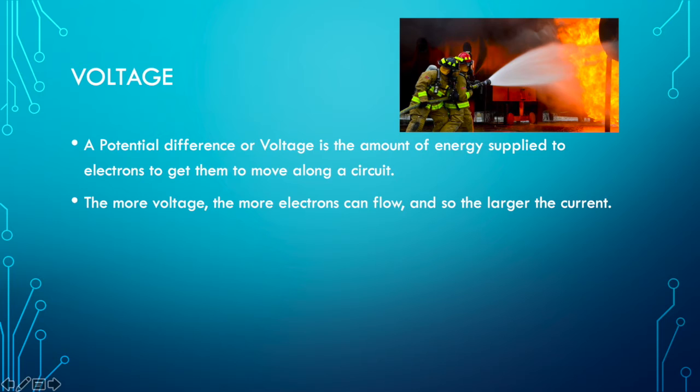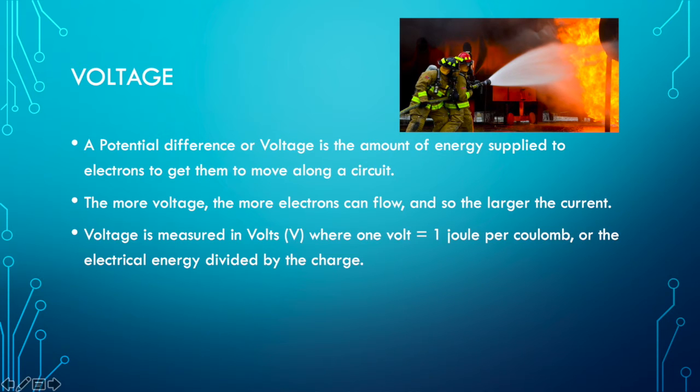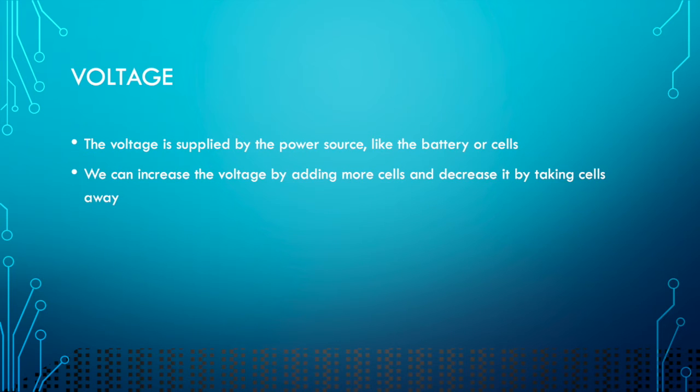The reason we sometimes call it a potential difference is because it's the difference in energy at one point in the circuit to another. So far we've referred to voltage as an energy, and this is okay for helping us understand the quantity, but really it is the energy per coulomb, or energy per electron. Voltage is measured in volts, where 1 volt is equal to 1 joule per coulomb, or the electrical energy divided by the charge.